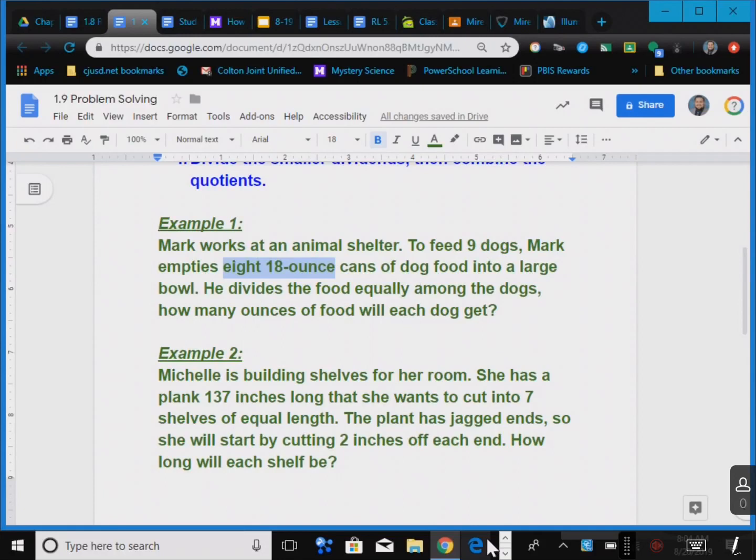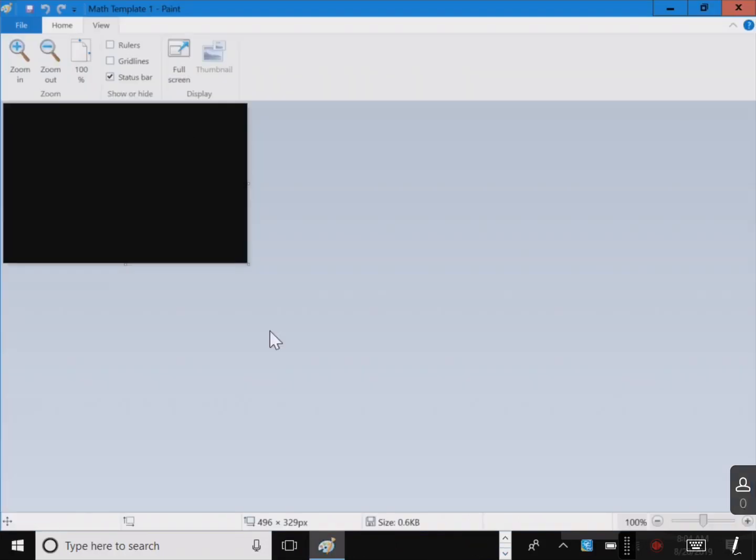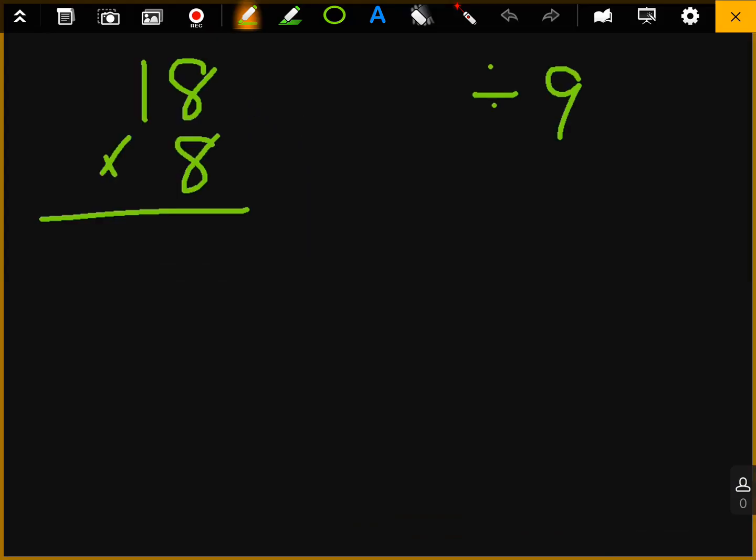8 and 18. You need to multiply them. So 18 times 8. 8 times 8 is 64, and then you carry the 6. 8 times 1 is 8, plus 6 is 14, so 144. Now we have to divide 144 divided by 9. So, the third step, can I break the numbers down? Can I break the dividend down into smaller dividends?